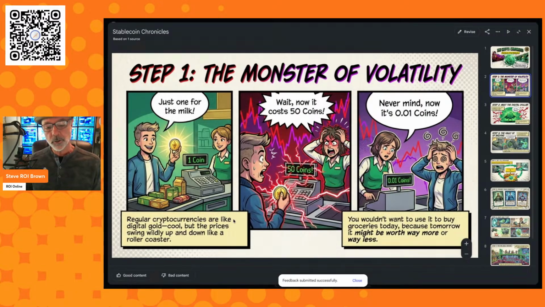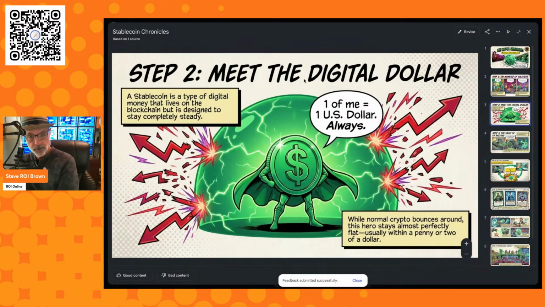So regular cryptocurrencies are like digital gold. Cool, but the prices swing wildly up and down. Wait, so they go to check out and wait, now it costs 50 coins? Whoa, that's not good. So never mind, now it's down to this. So confusion all around because of the volatility that's associated with crypto. So here's our hero. Our hero shows up to solve that tension that we just experienced. It's a type of digital money that lives on the blockchain, but is designed to stay completely steady.